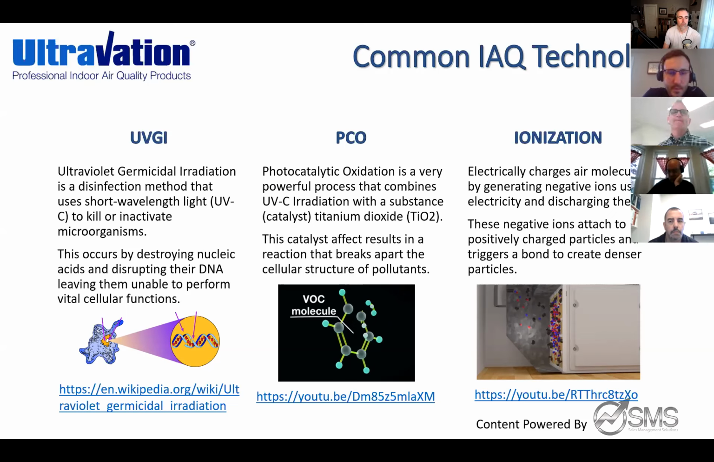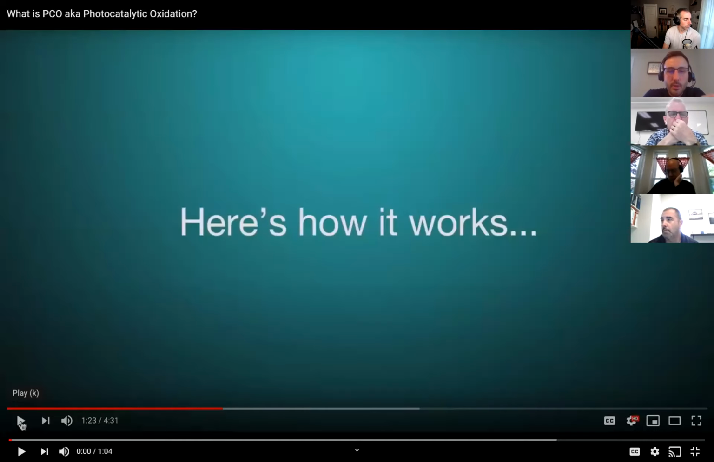PCO is photocatalytic oxidation. It is a very powerful process that combines UVC irradiation with a substance catalyst, titanium dioxide. This catalyst effect results in a reaction that breaks apart the cellular structure of pollutants. So we're going to watch a small video here. It's just going to basically give a visual representation of what happens when UVC is mixed with PCO.